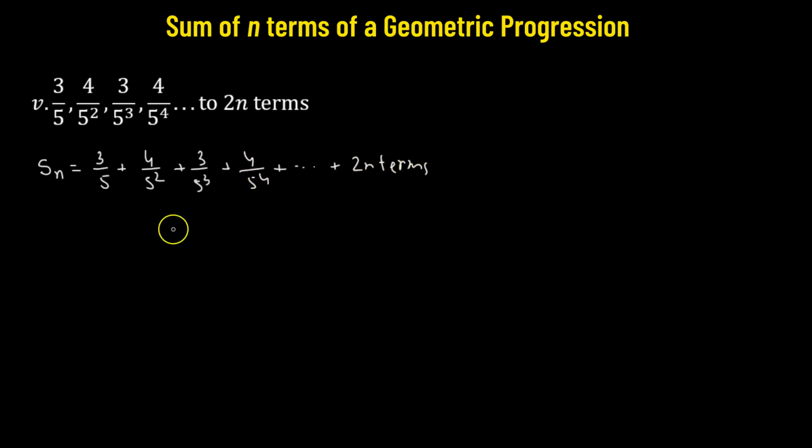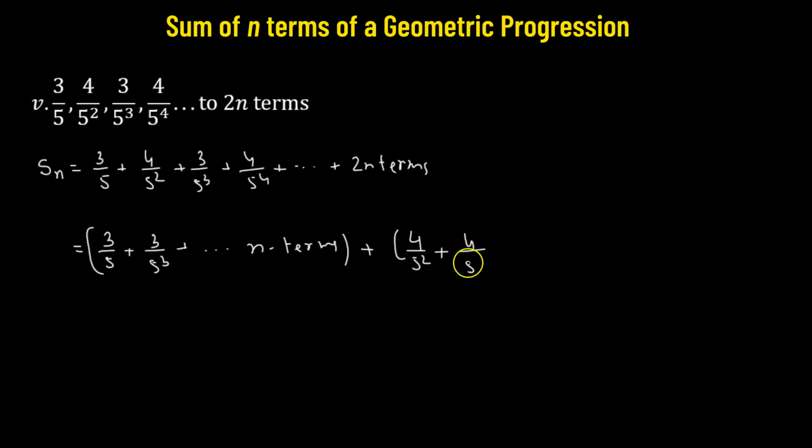Now what we'll do, we are going to use a trick here. So we're going to take the first term, 3 over 5. Then we'll consider the third term. Then we'll consider the fifth term. This goes all the way up to n number of terms. Then this is going to be one sum. Plus we'll have another n number of terms. Here the n number of terms will comprise the first term 4 over 5 squared, second term 4 divided by 5 raised to the power of 4, plus n terms. Then doing so, we obtain two geometric progressions.